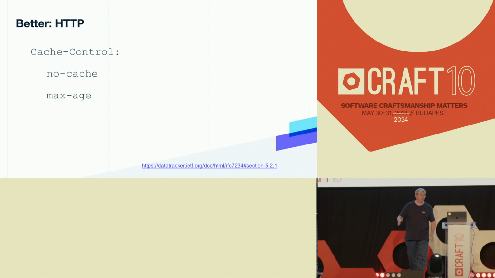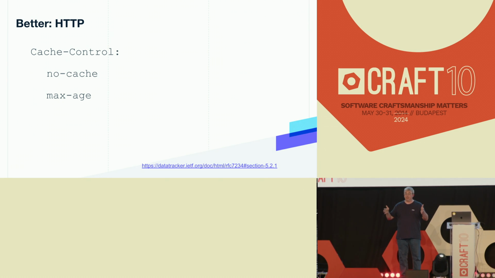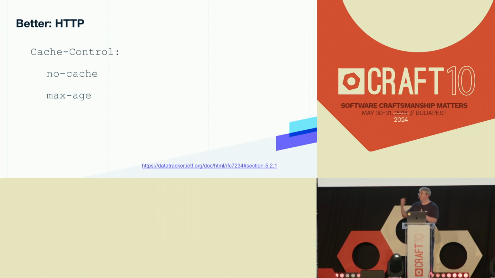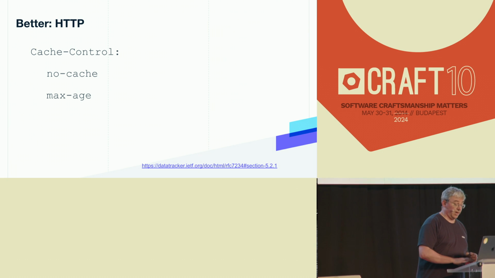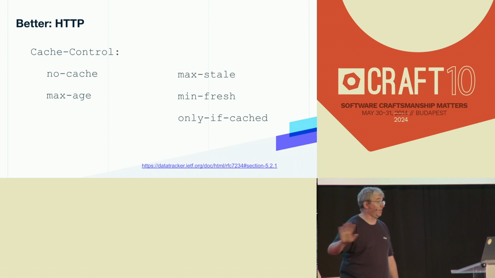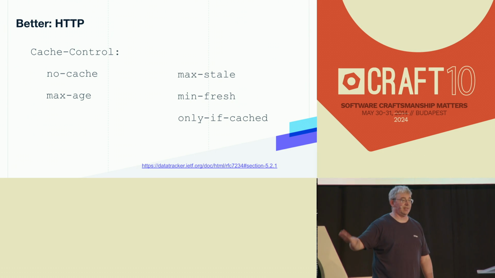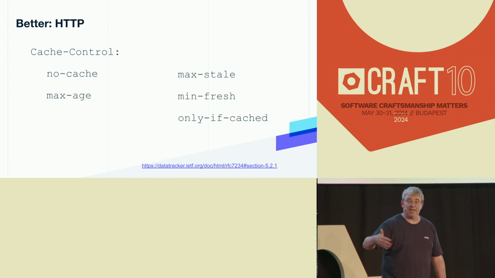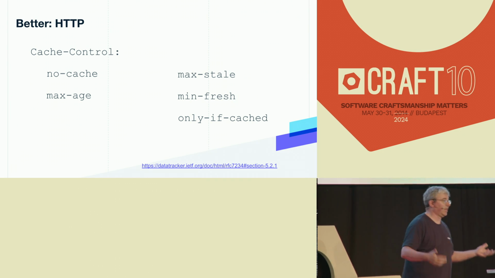Or I can say, you can give me a cached response. This is the max-age directive, as long as it's no older than this amount. So as a client, I can start to specify a little bit more about what I'm looking for from the cache. But wait, there's more. The HTTP protocol actually specifies several other directives. I think these are used a lot less frequently, but they're interesting illustrations of the types of expressiveness that we can have in HTTP.